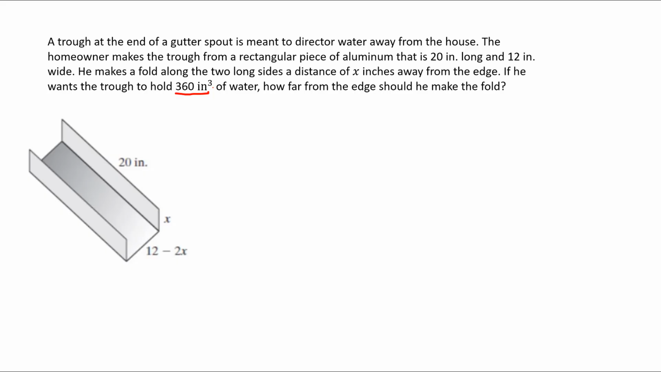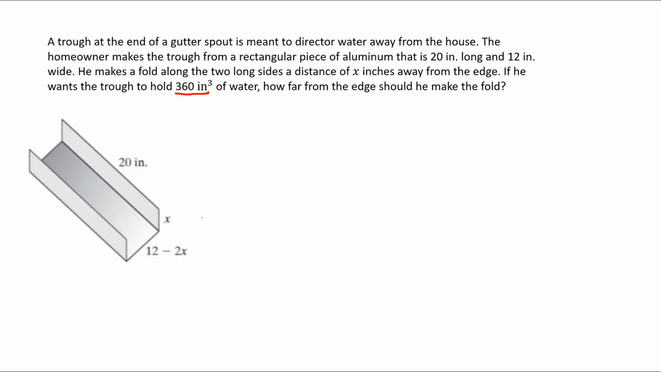So this is what it's going to look like after you fold those sides up x amount on each side. The width used to be 12, but now that you've folded up each side x, it's 12 minus 2x, because you subtracted an x on this side and an x on this side, and now those parts are sticking straight up. It makes the trough x inches deep, 12 minus 2x inches wide, and 20 inches long still.